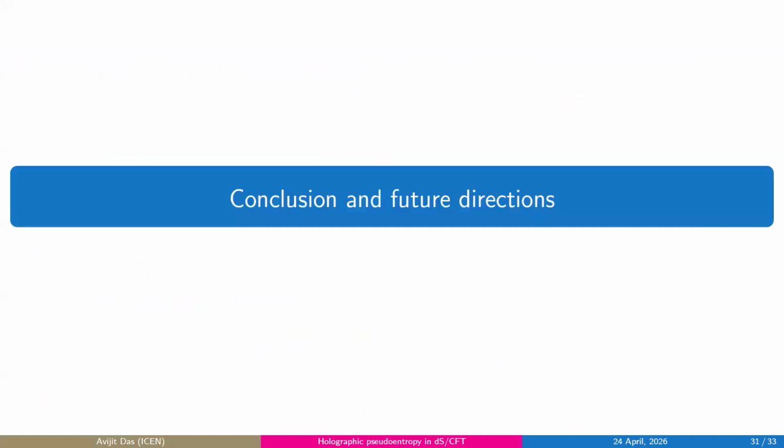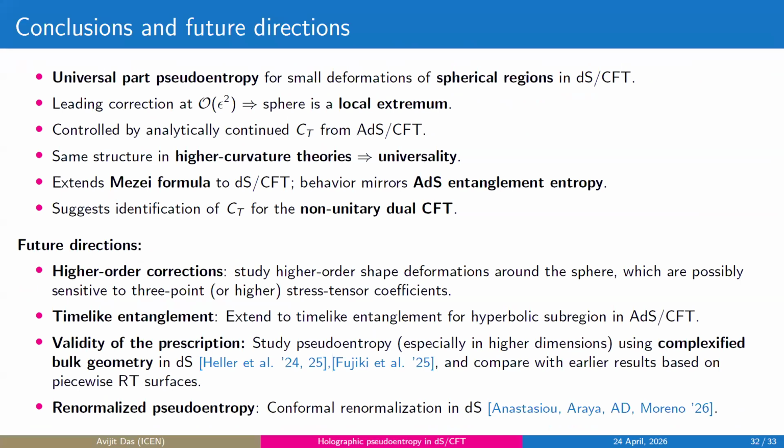Okay, so I am almost there. So this is the conclusion. We have shown that for the deformation, the leading contribution is order epsilon square. So the sphere is a local extremum, and then we have also shown that the CT of this dS/CFT is basically the analytical continuation of AdS/CFT. And we have proved for higher curvature gravity also this equation still holds. So this formula is universal.